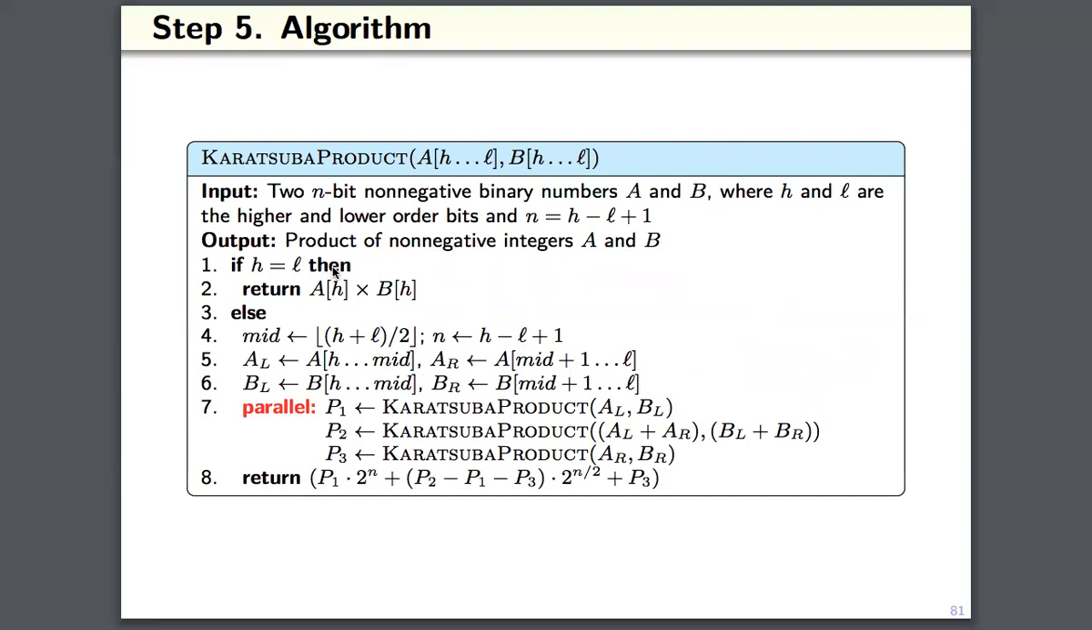Now look at the divide and conquer algorithm here. See, it's very similar to before. The base case is the same. In the recursion case, you find mid, you split A into AL and AR, you split B into BL and BR, and you find the 3 products. How do you find the 3 products? AL times BL, AL plus AR times BL plus BR, AR times BR. And you see that the computation of these 3 products can be done in parallel, right? One is not dependent on another because the input arrays are the same. You are not changing the input arrays.